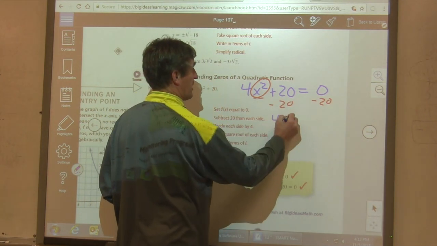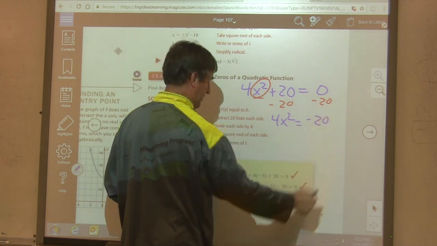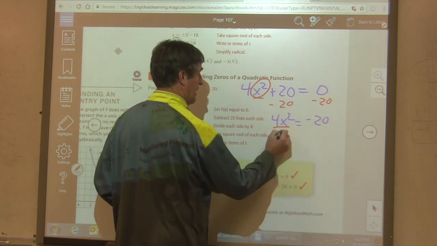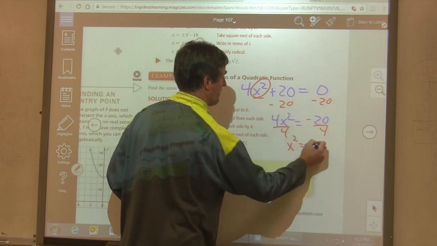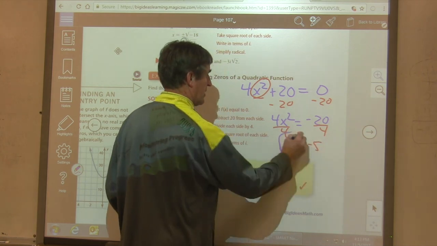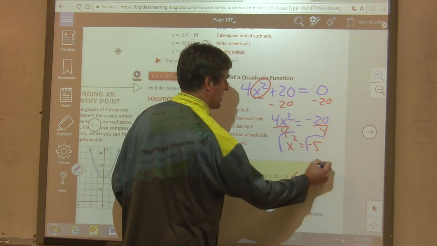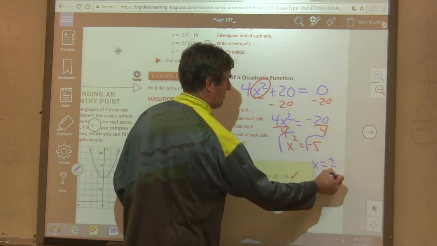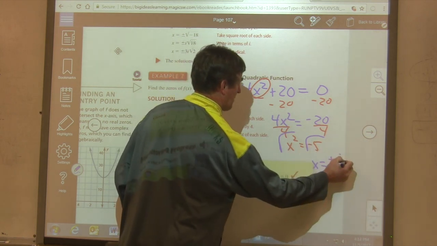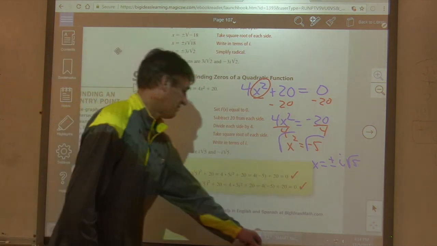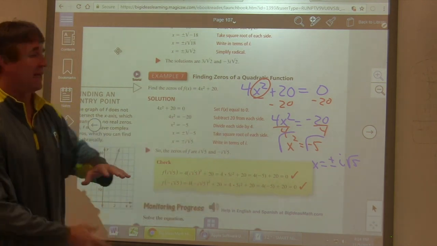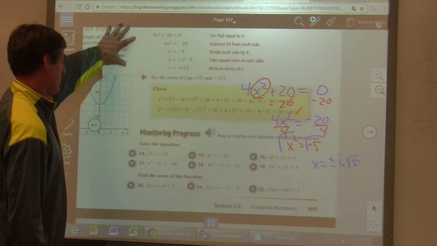and we get 4x squared equals -20. We divide by 4, so x squared equals -5. Then we take the square root of both sides, so x equals plus or minus. Again, take care of that negative sign, just bring an i out front. So nothing changes from what we did before. The only difference is we're taking square roots of negative numbers.